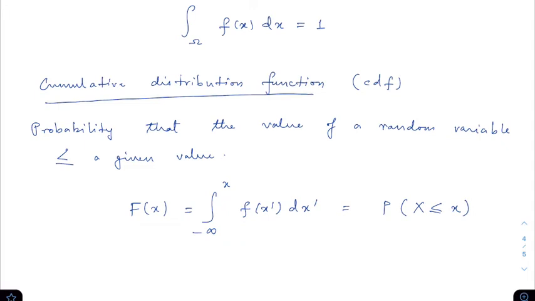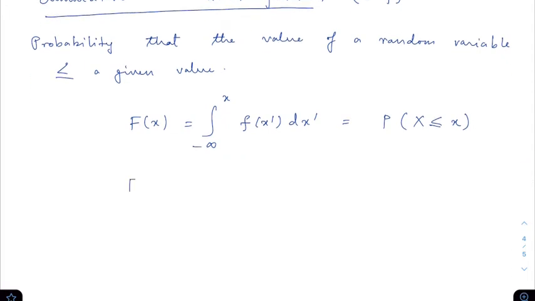Now it's easy to see that at the end points, the cumulative distribution function gives either a 0 or a 1. So there is a 0 probability that the random variable takes a value less than or equal to minus infinity, and the probability of the random variable obtaining a value less than or equal to positive infinity is absolute. So the probability is 1 in that case.